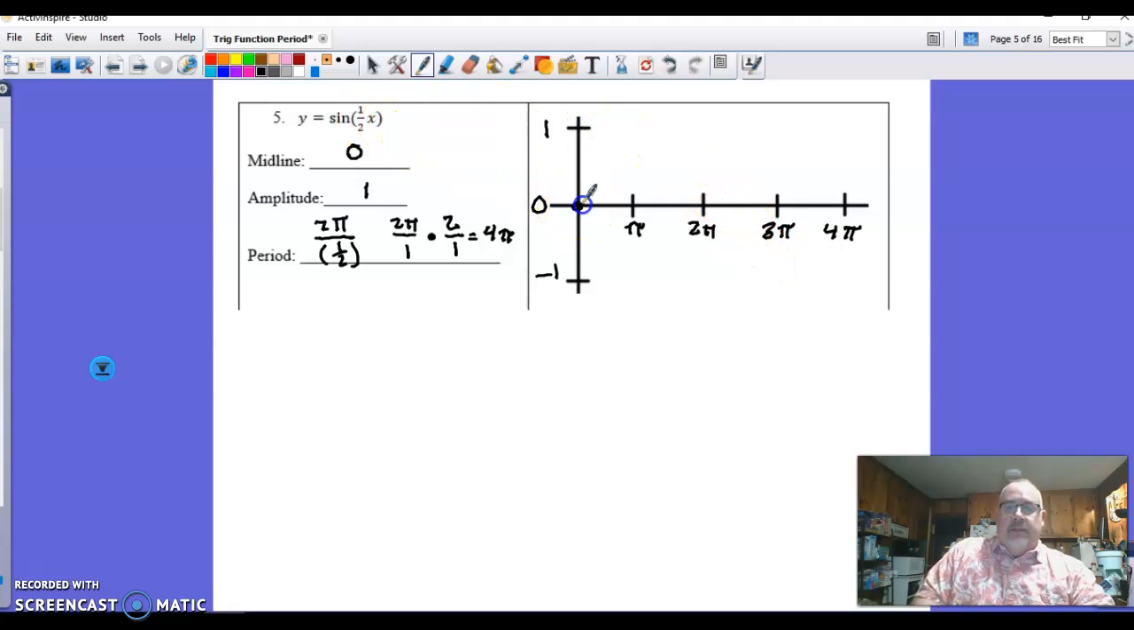Sine starts at the middle to the maximum if it's a positive sine, back to the midline, minimum, back to the midline.